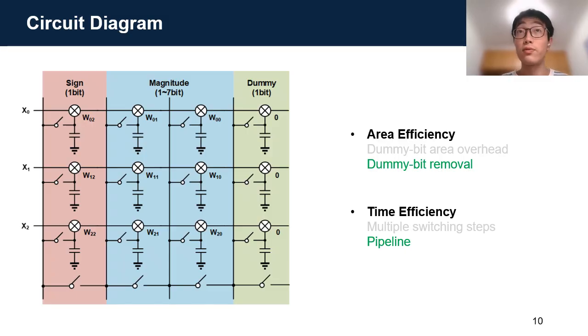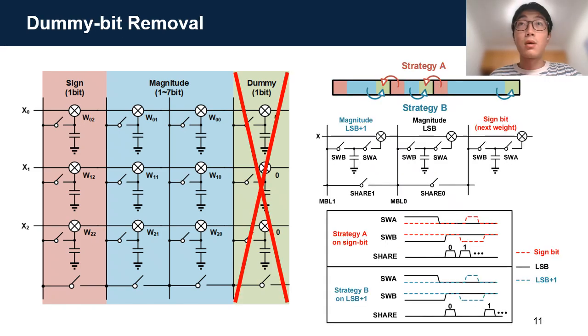To improve the area efficiency, a dummy bit removal technique is introduced, and to increase the throughput, a pipeline architecture is adopted. After removing the actual dummy bit, we still need a virtual dummy. Then there are two strategies. Strategy A, the red one, is to let the next sign bit serve as the virtual dummy, while strategy B, which is the blue one, is to let the former magnitude bit serve as the virtual dummy.